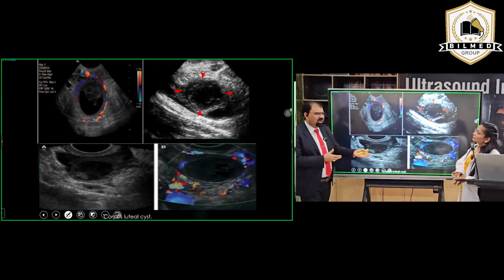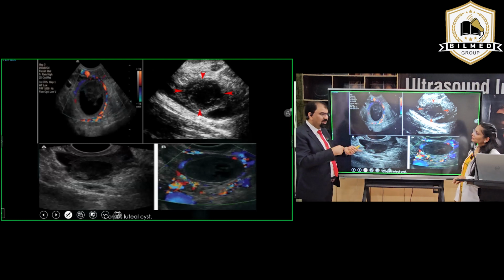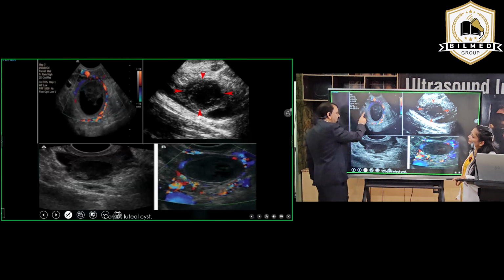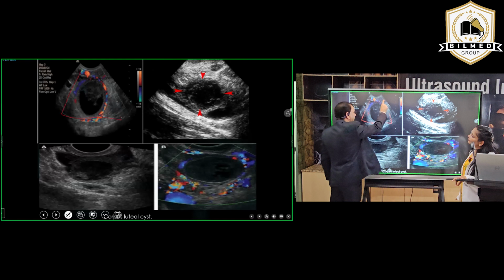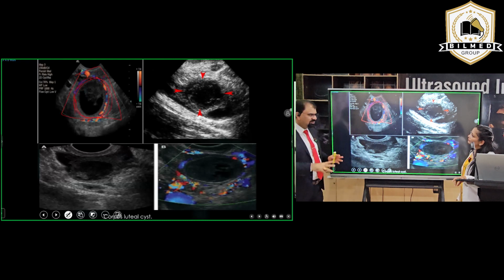Now I am not so poor that I don't have a color Doppler. Now I will make use of the color Doppler. I should know when to use the color Doppler. Now I will put a color Doppler, and on putting a color Doppler like over here, I will see many vessels around this cystic structure, and this is called the ring of fire pattern.